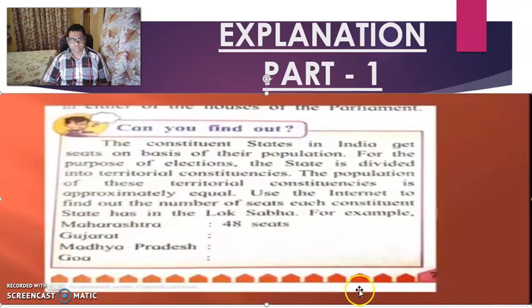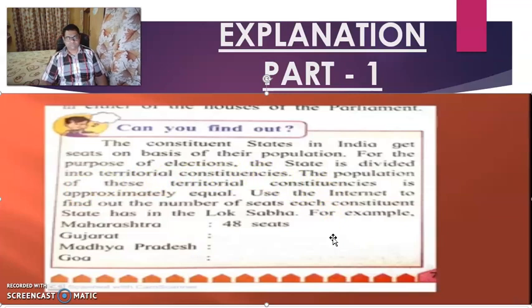Now, here is one small activity where you have to find out the various constituencies. The constituent states in India get seats on the basis of their population. Depending on the population, that many seats are available for that state. For the purpose of election, the state is divided into territorial constituencies, small parts. The population of these territorial constituencies is approximately equal.